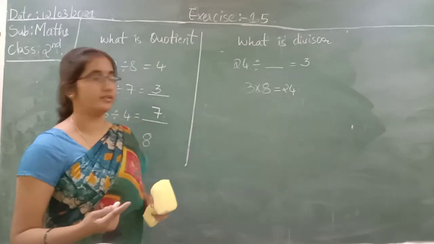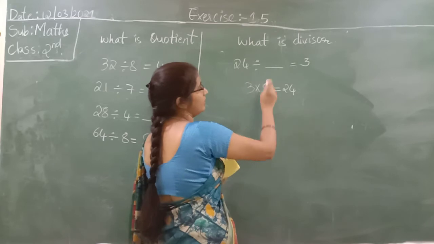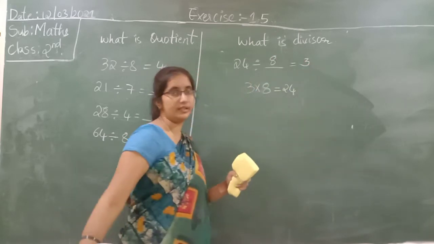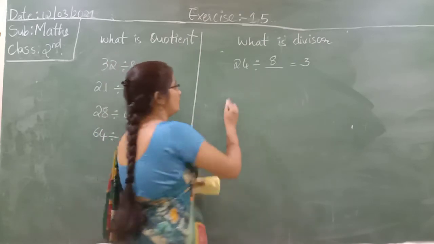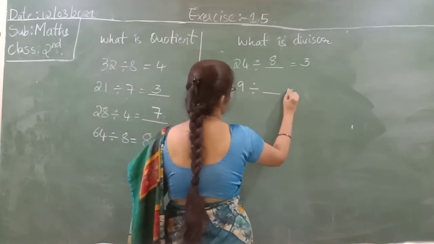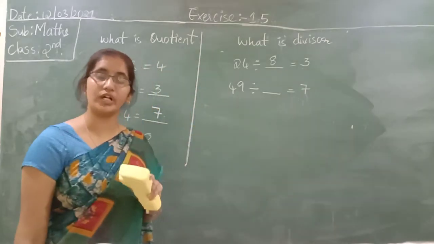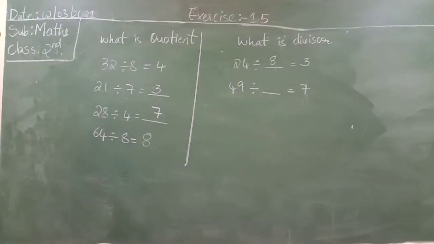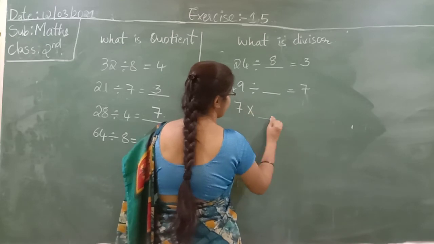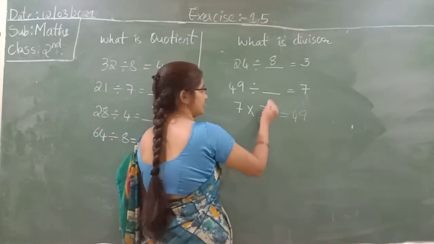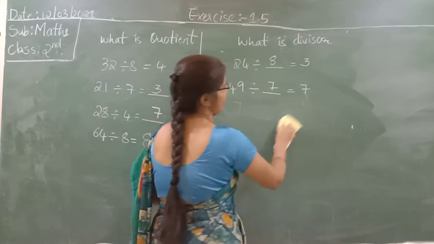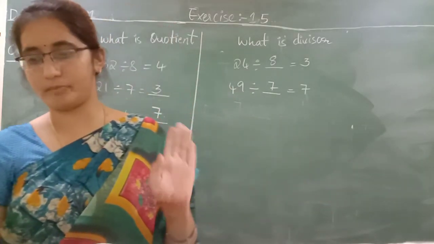See here. Now again you got 24 divided by 8 equals 3. Here the missing number is 8. Next, 49 divided by something equals 7. In the 7 table, where does 49 come? 7 into 7. That is 7. Same you do the remaining problems.